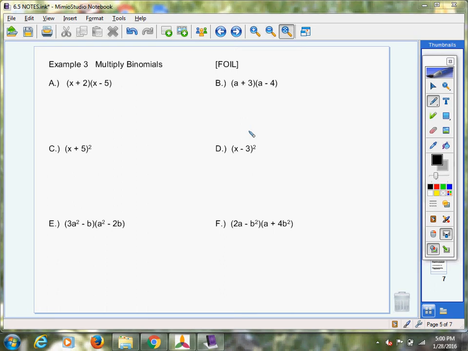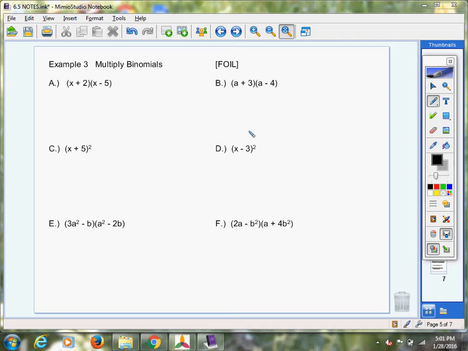Hello, algebra students. We're in section 6.5, example 3, and we're going to be multiplying binomials in this example. We've already multiplied monomials together in example 1. In example 2, you distributed a monomial to a polynomial of some sort. Now I'm going to show you how to multiply binomials.